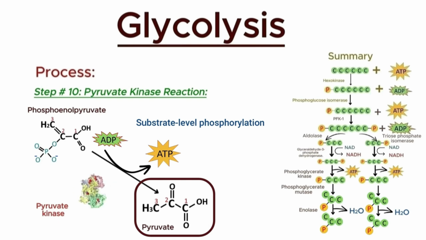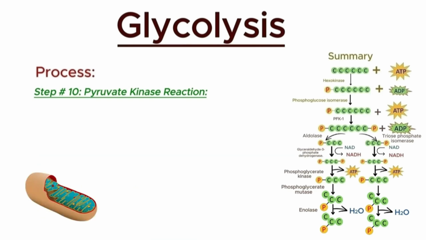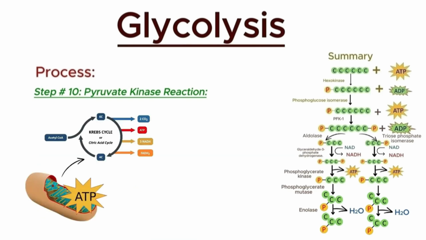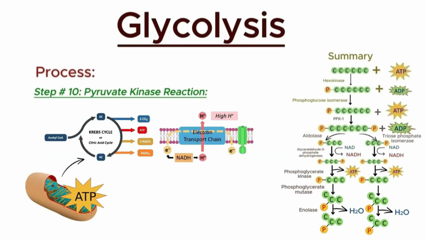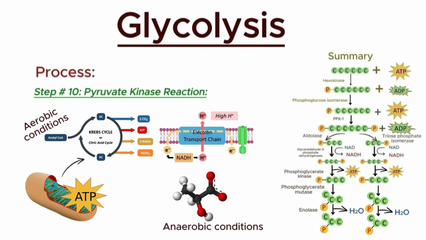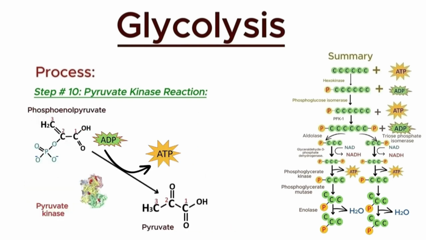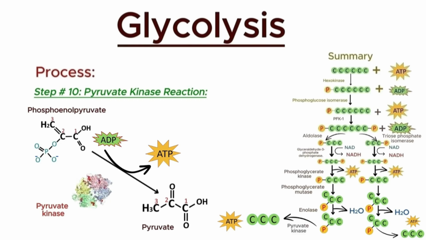This step is crucial as it not only produces ATP, but also forms pyruvate, which can enter the mitochondria for further energy production through the citric acid cycle and oxidative phosphorylation under aerobic conditions, or be converted into lactate under anaerobic conditions. So, finally, in the end, we obtain pyruvate while generating ATP. This reaction is catalyzed by pyruvate kinase.